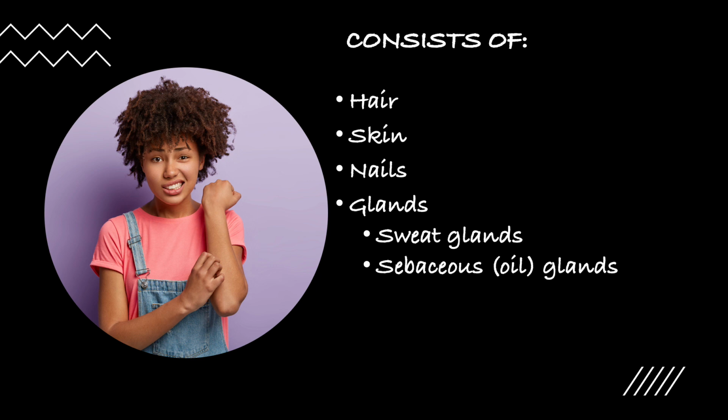It consists of hair, skin, nails, and glands, and that includes sweat glands and sebaceous or oil glands. One of the things we're going to notice are accessory glands like your ceruminous glands, which produce earwax, or mammary glands, which are modified sweat glands. So we're going to be focusing on the glands, which is why I have to take this by sections and not just talk about it in one full video.